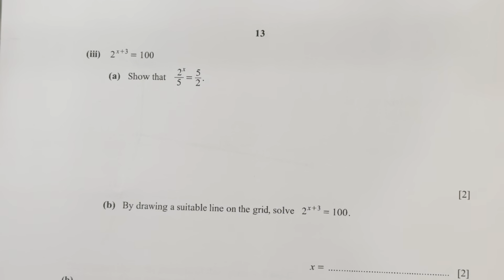Okay, moving to the third part. 2 raised to power x plus 3 is equal to 100. Show that 2 raised to power x over 5 is equal to 5 by 2.